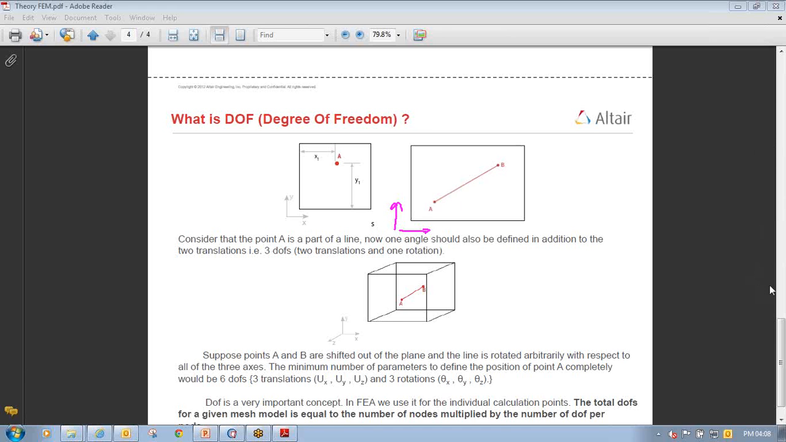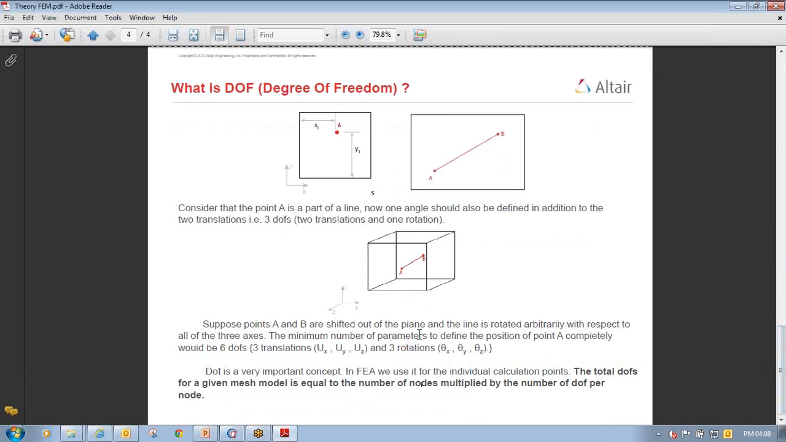Suppose the points A and B are shifted out of the plane and the line is rotated arbitrarily with respect to all three axes. The minimum number of parameters to define the position of point A completely would be 6 degrees of freedom, that is 6 DOFs: 3 translations, ux, uy, uz. Ux means translation along the x-axis, uy along the y-axis, uz along the z-axis, and 3 rotations, theta x, theta y, and theta z, that is rotation about the x-axis, y-axis, and z-axis respectively.